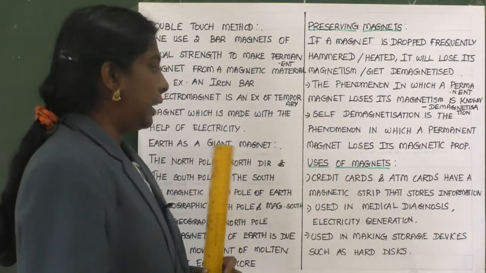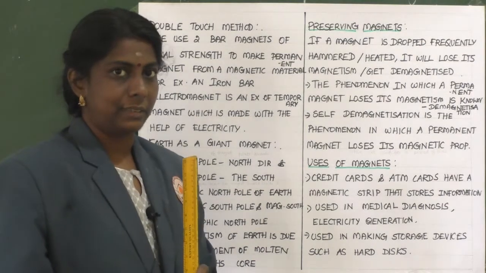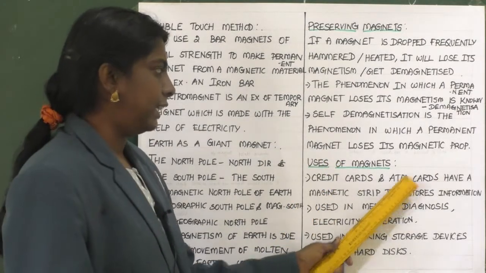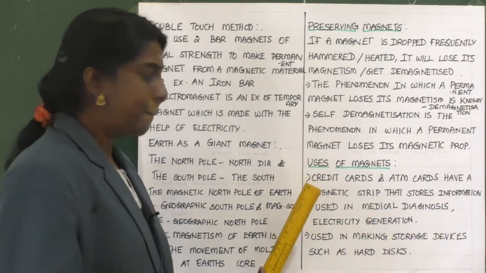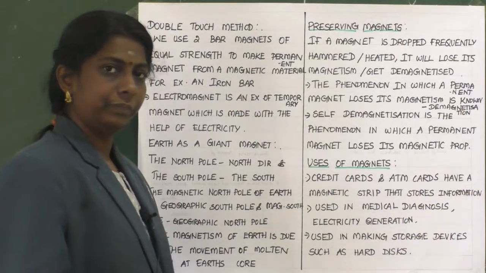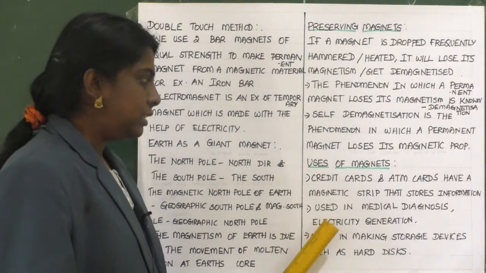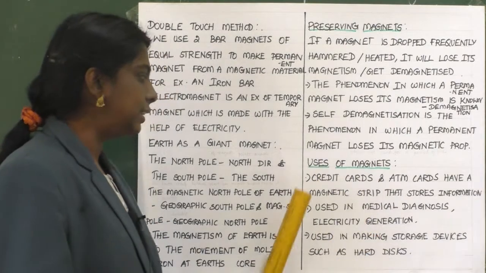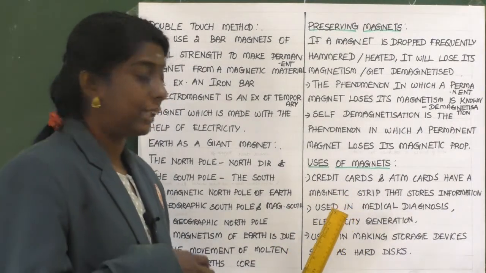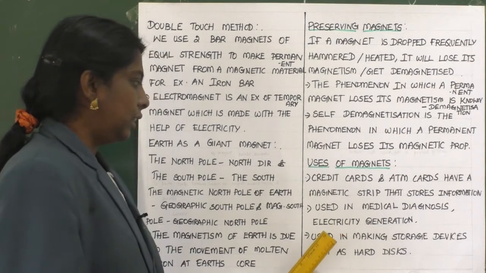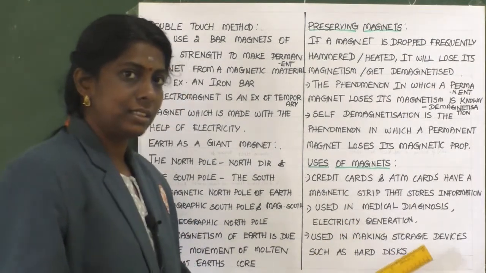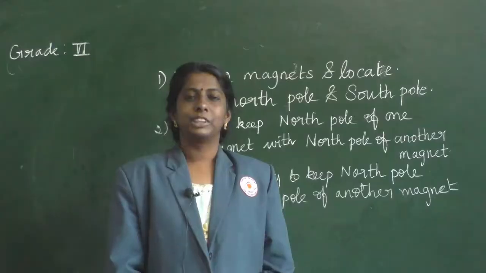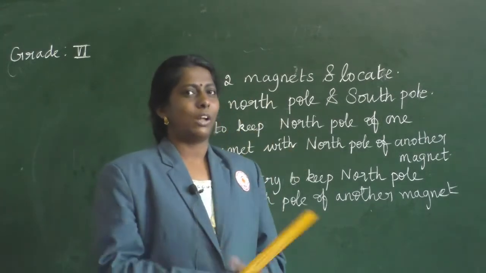Clear? So, then next thing is about uses of magnets. Some uses: credit cards and ATM cards have a magnetic strip that stores information. Magnets are used in medical diagnosis. They are used in electricity generation. Then they are used in making storage devices such as hard disks. Clear? Yes children.